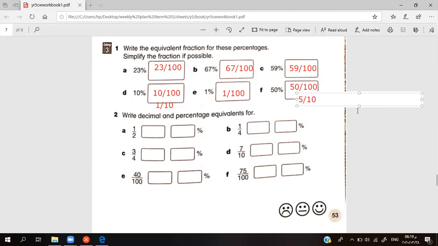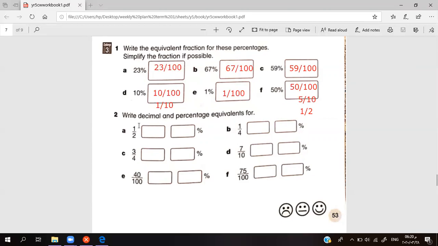Can I simplify it more? Yes, I can simplify it more. How can I simplify it more, year 5? By making it 1 over 2. I can divide it by how many? 5 divided by 5 is 1. 10 divided by 5 is 2. So at the end, 50 over 100 is a half. You're going to take the simplification maybe in the next session or after it, okay?